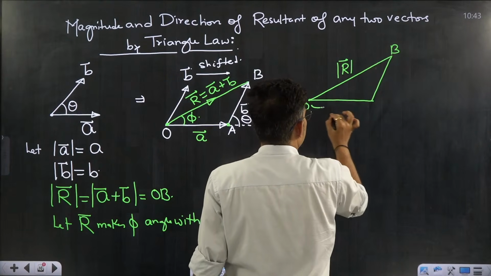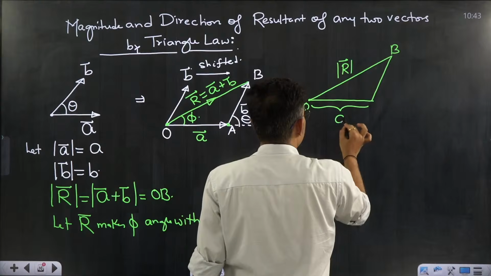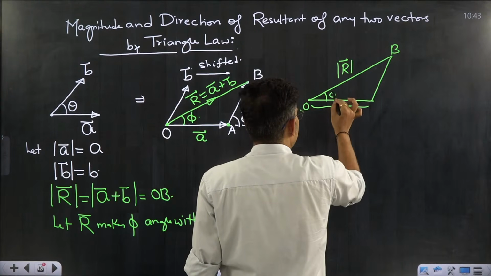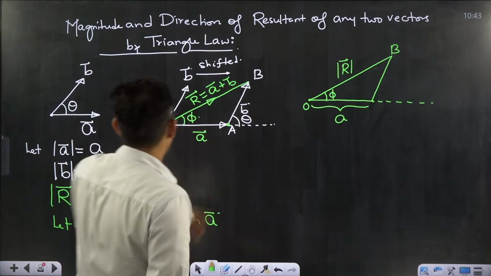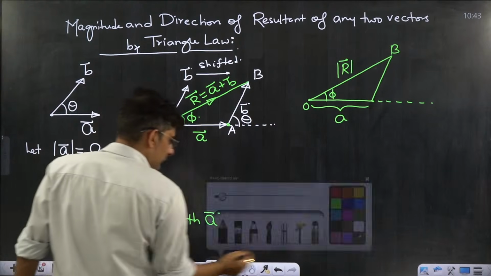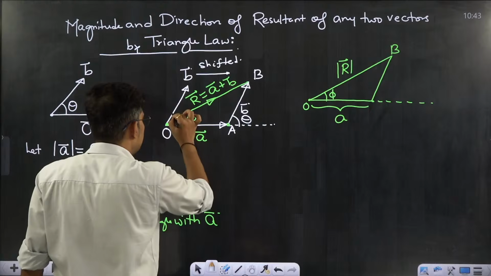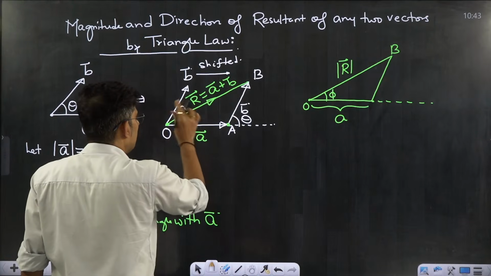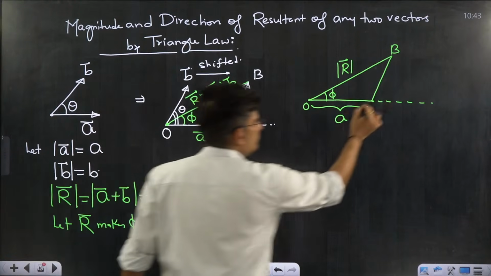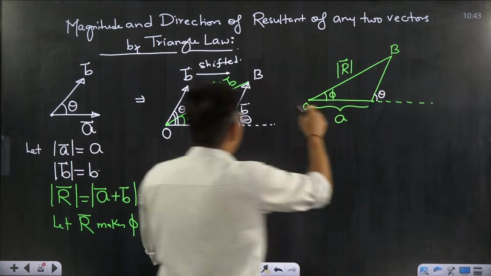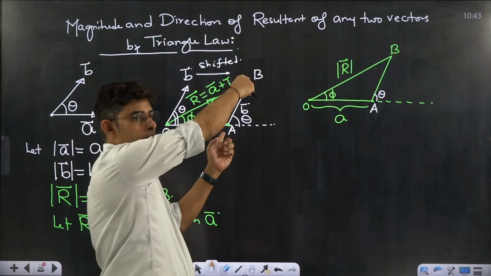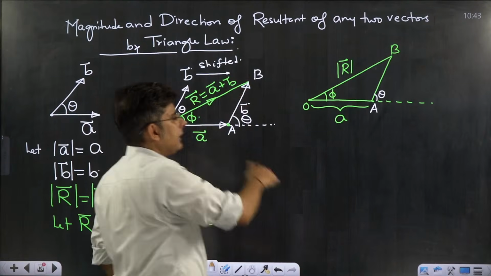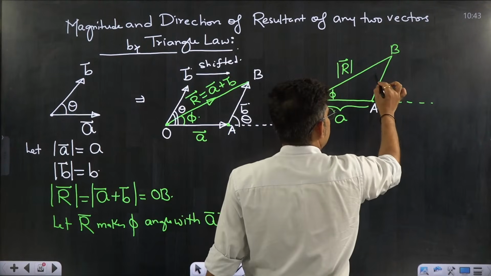This length we know is A. This angle is phi. And by producing, we saw that if the total angle between the two vectors was theta, this will also be theta. What is AB? AB is the magnitude of B vector. Let's call it B.